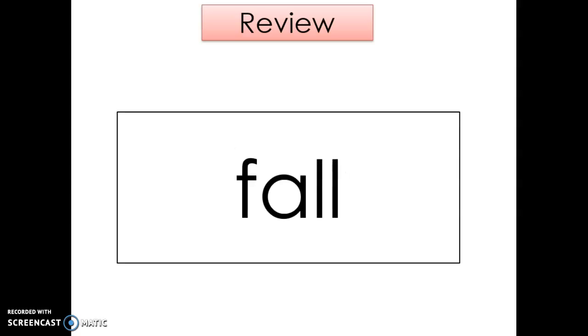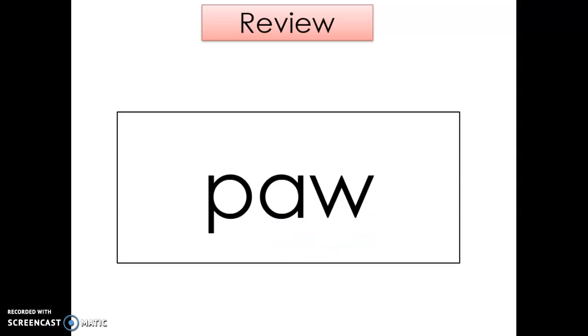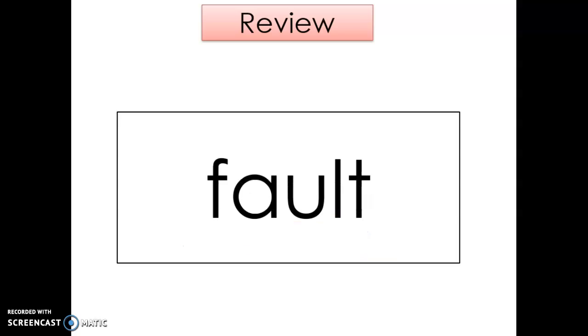This is our second day working with our straw card, which says "ah." So the first way we can spell it is A, like in the word fall. Fall, what's the word? We can also spell it A-W, like in the word paw. What's the word? We can spell it A-U, like in the word fault. What's the word?